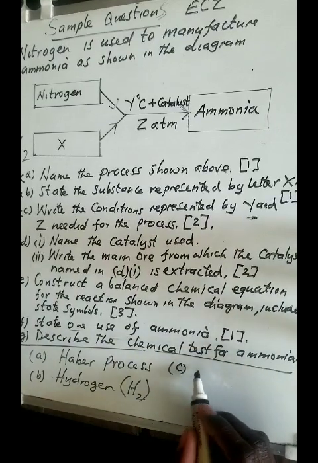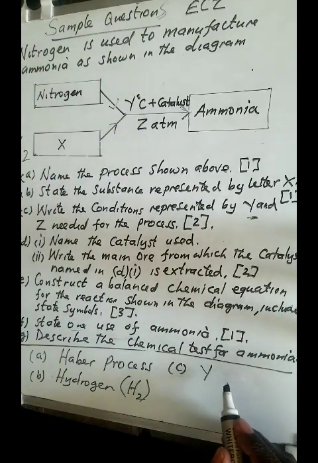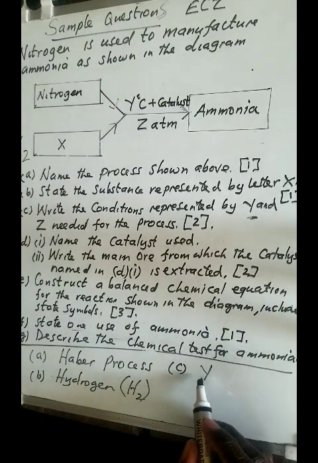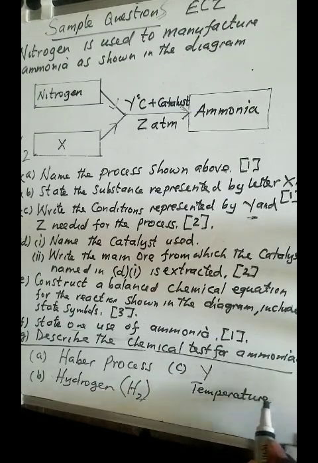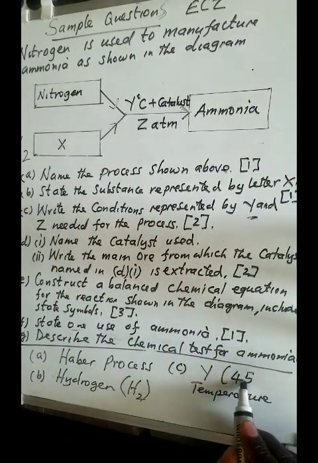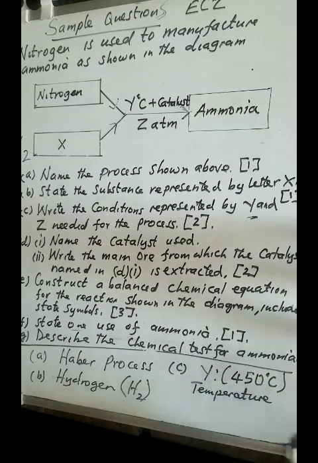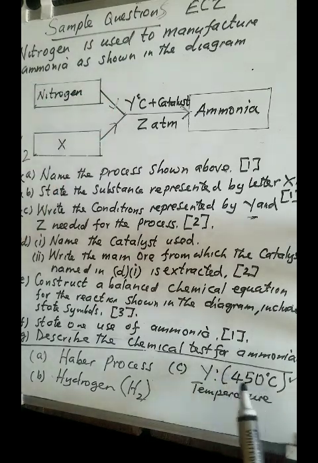Remember the condition represented by Y, it says Y in degrees Celsius. So that is representing the temperature. But of course, when we talk about the temperature, you need to give the approximate temperature, because it says Y degrees. So the temperature there is 450 degrees Celsius. It is the temperature, but they wanted the value. What is the value? 450 degrees. So you cannot write temperature there when they have told you Y degrees Celsius. They wanted the exact value of the temperature.